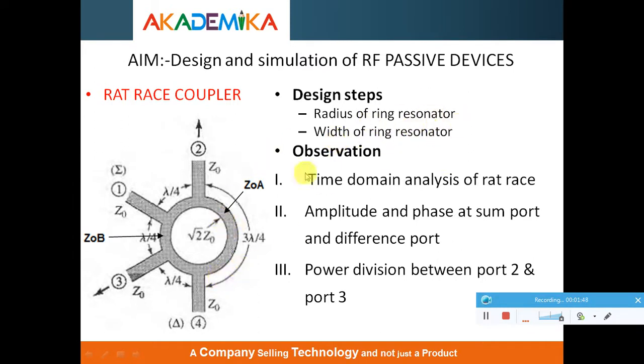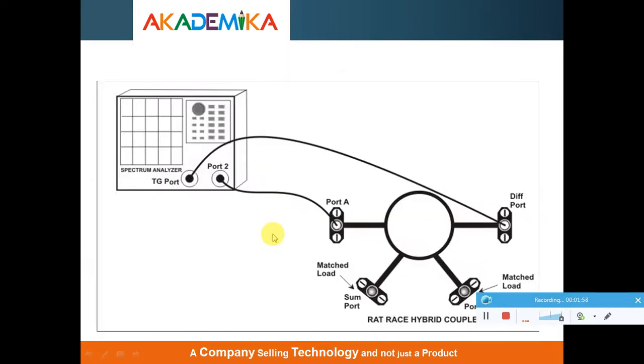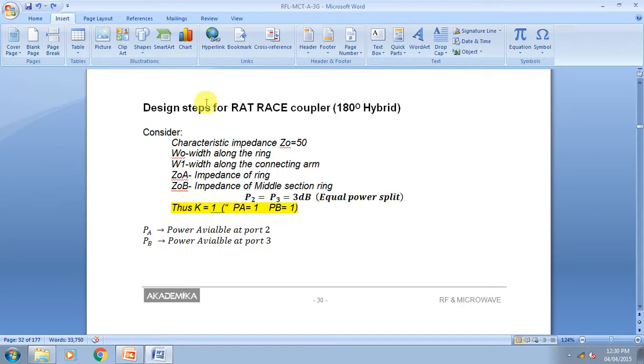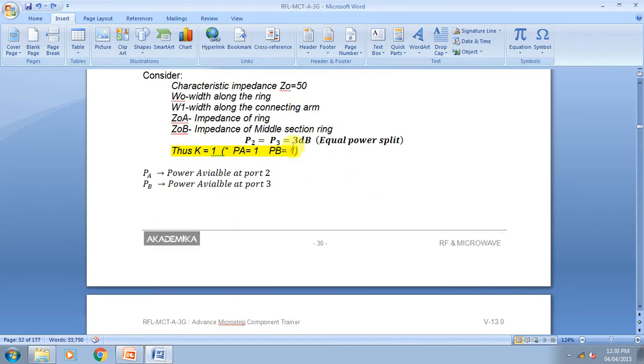To calculate the width of the ring resonator, we have to see this impedance. See these lines having Z0A and Z0B. These impedances we have to calculate. So we are going to design the steps for the rat-race coupler 180-degree hybrid. The considerations are: characteristic impedance Z0 is 50 ohm, width along the ring is called W0, W1 is the width along the connecting arms, Z0A is the impedance of the ring, Z0B is the middle ring section.